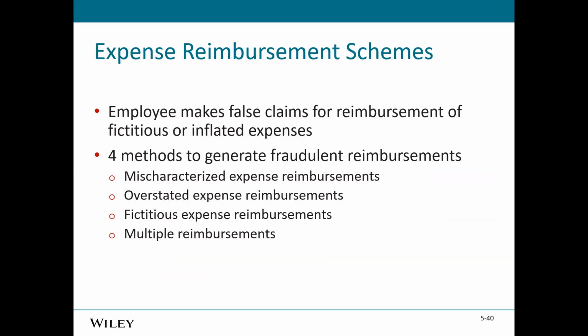Next, we have expense reimbursement schemes. As the name implies here, this is when an employee makes false claims for reimbursement. So they're overstating their business expenses and trying to get additional reimbursement. They can either mischaracterize an expense, they could overstate their expense, they could have fake expenses, or they could enter in a legitimate expense multiple times. Those are the 4 ways that we're going to chat about now.